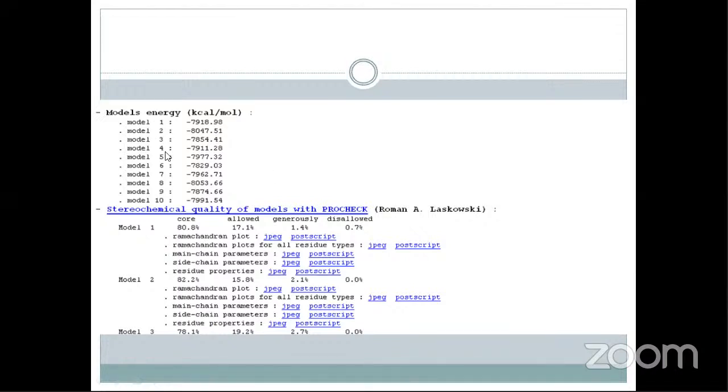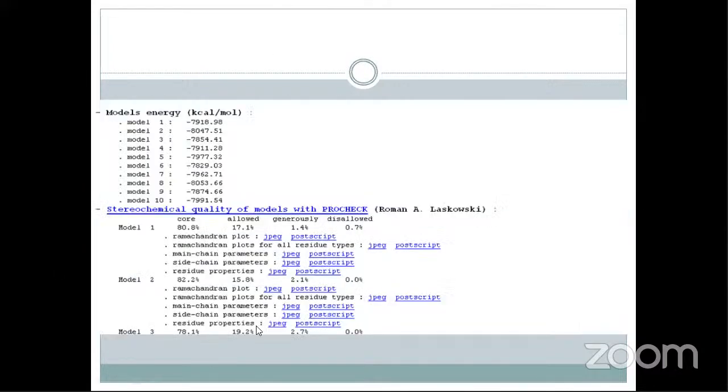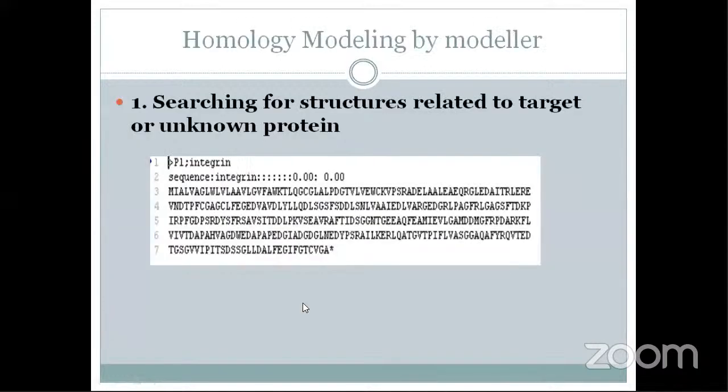As Dr. Anshuman was telling before, all the energy will be negative. It is minus kcal per mole. All the modeling energy and the docking energy will be in the negative. So here there is a prediction for the Ramachandran plot. I will come to that.